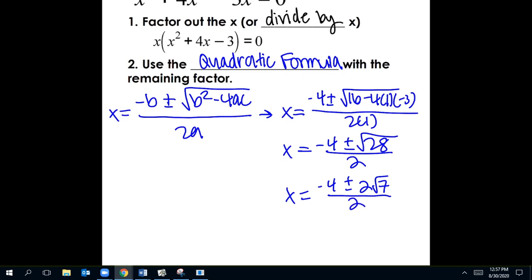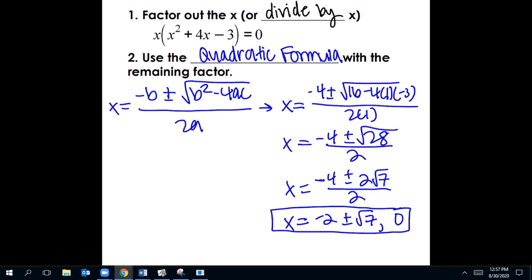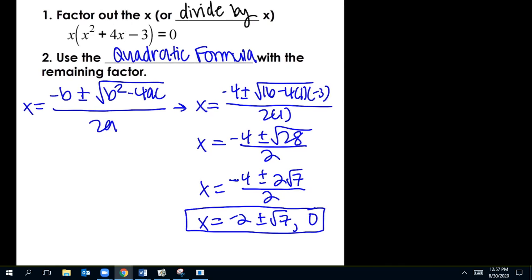4 times 7 is 28. And finally, we will simplify this, divide everything by the 2. And those are our two irrational roots. And don't forget the 0 for the third root. Remember, there were 3 roots total. And so that's how you get all of the roots when you can't solve by factoring and you can't see the values on the graph.